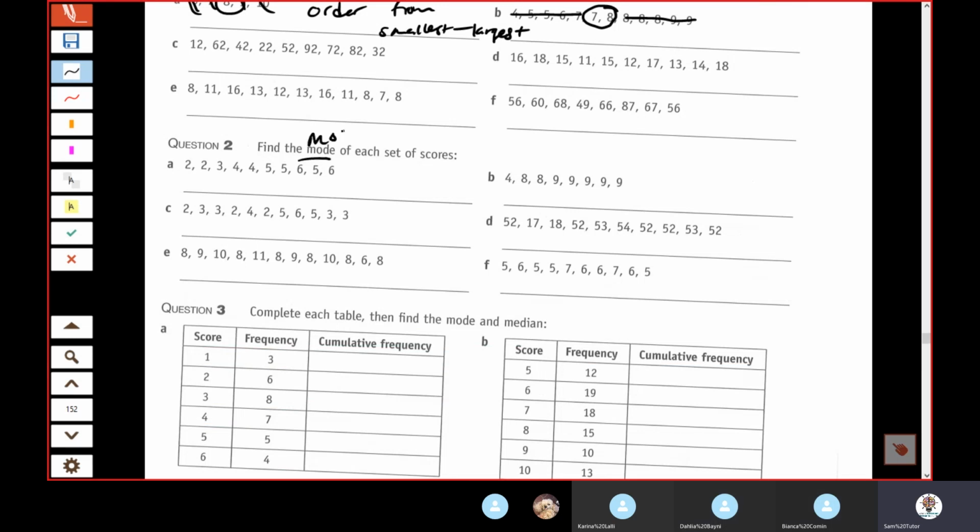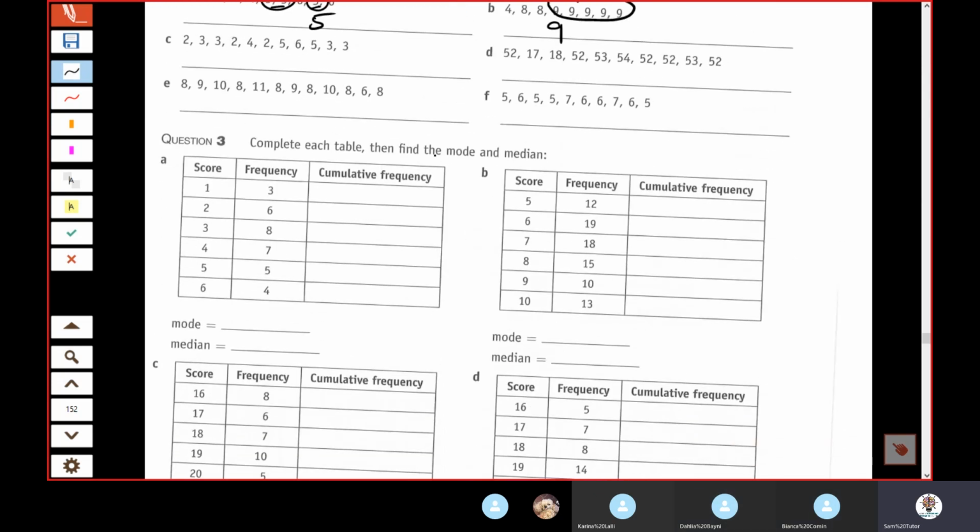Now, find the mode. Mode is the most occurring number. Look at them: 2, 4, 5, 5, and a 5. There's three 5s, so 5 would be the mode. 5 is the most occurring. 9 is the most occurring, and so on.